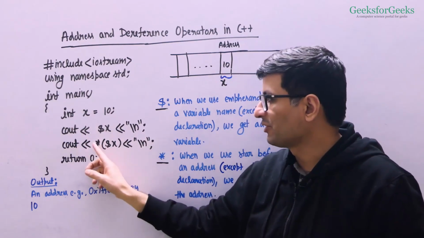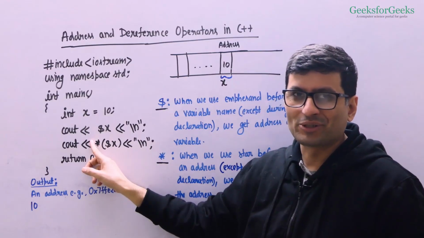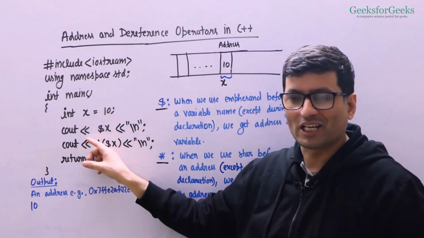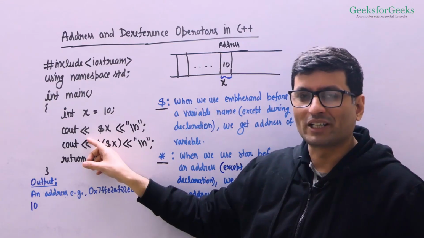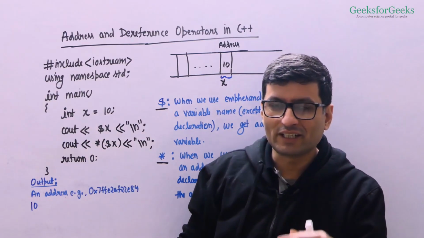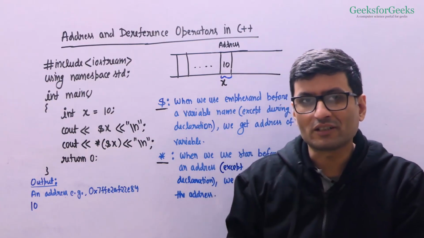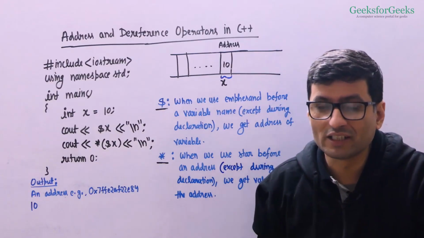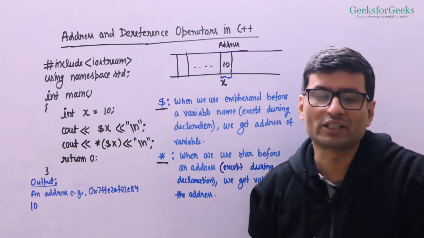If I use ampersand again, it's going to give me the same address. And if I use star one more time, it's going to give me the value 10. So ampersand and star are opposite of each other. The ampersand operator gives you the address, and the star operator gives you the value at the given address.